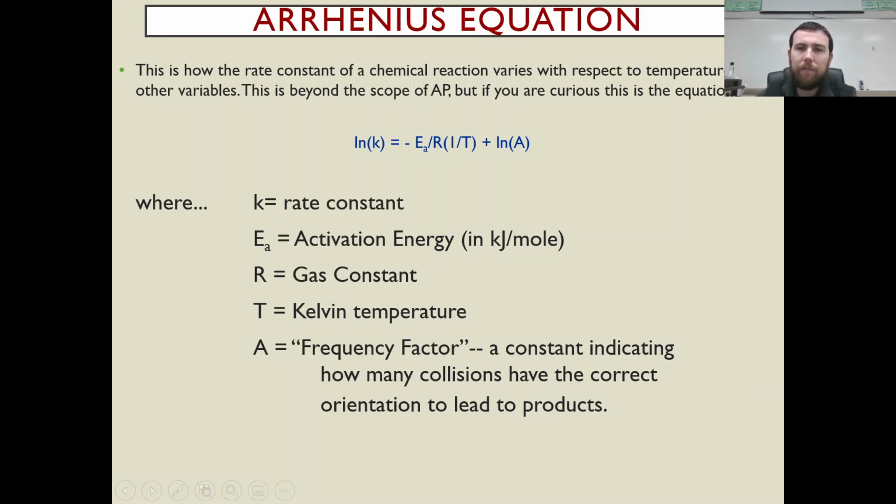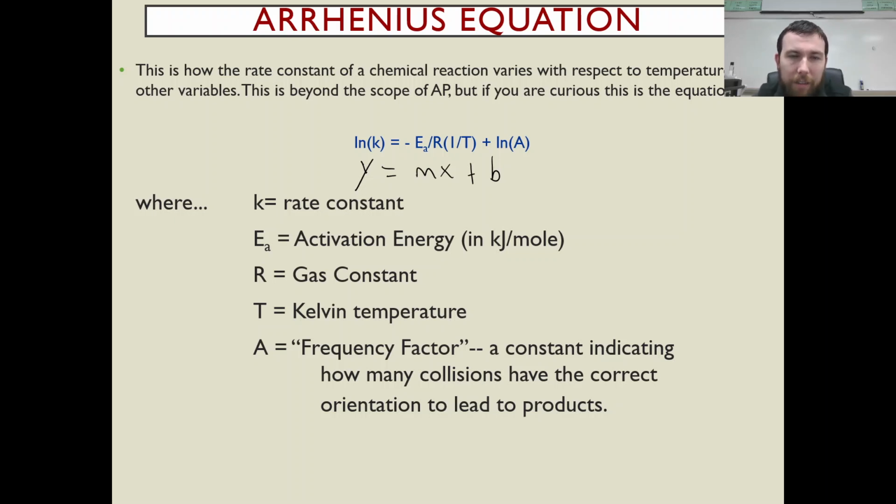And so we've got it set up in our lovely slope-intercept form, right? ln of k is y. Negative Ea over R is m. 1 over T is x, plus ln of A is our b. So we've got our slope-intercept form that we've seen previously.